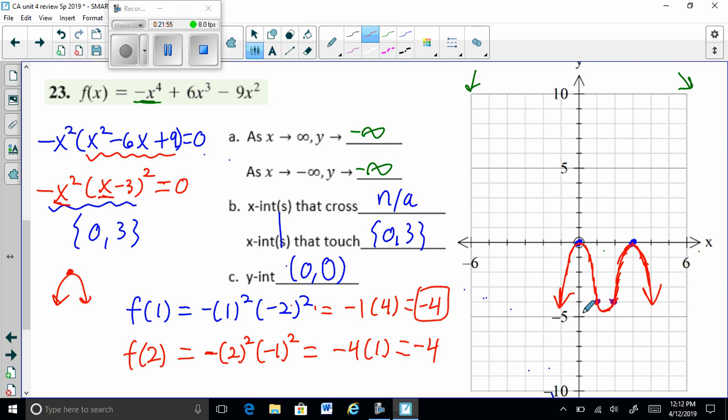All right, so that does it for our graphing our higher ordered polynomials.